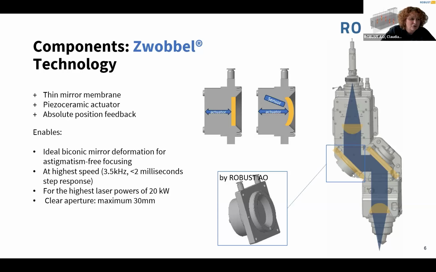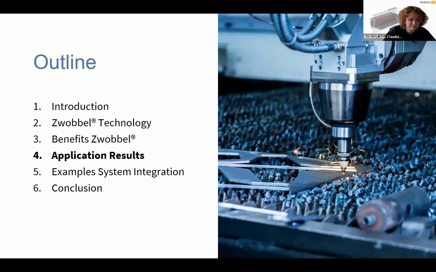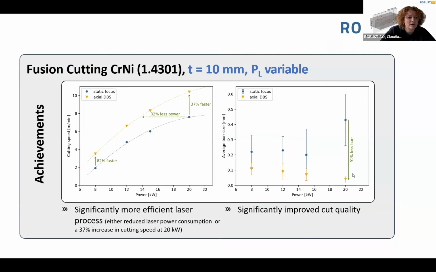And what we already showed up to now is that we have loads of quality improvements regarding edge roughness and loss. We have larger process windows, like higher nozzle distances, and of course we have higher cutting speeds. But now I go a little bit more into detail, and I would like to start with one of our latest results in terms of fusion cutting of stainless steel.